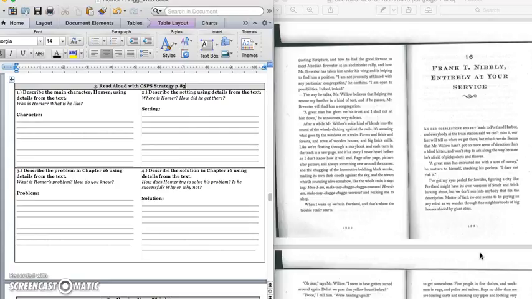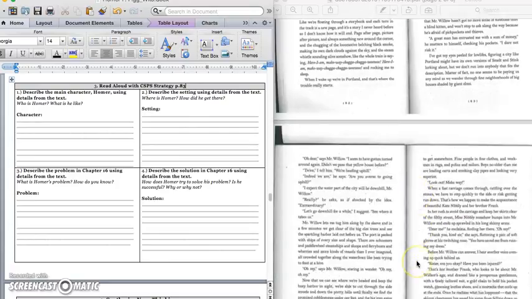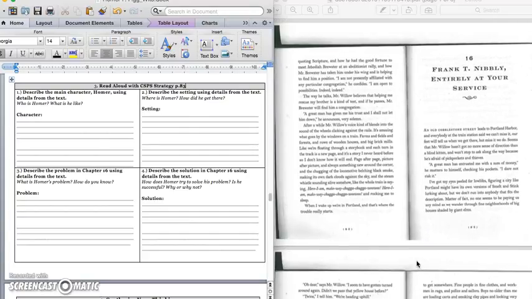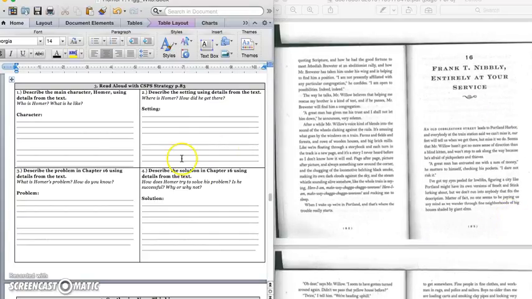All right, let's stop right there and think about Homer. What do we know about Homer so far? Well, we know he's going on this journey. Homer is traveling to New York with Mr. Willow because he's trying to find his brother Harold before Harold gets sent off in the army.